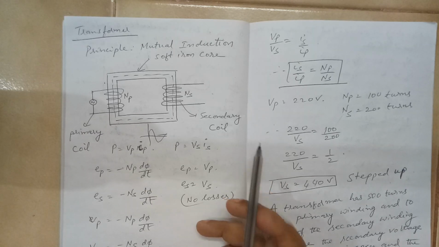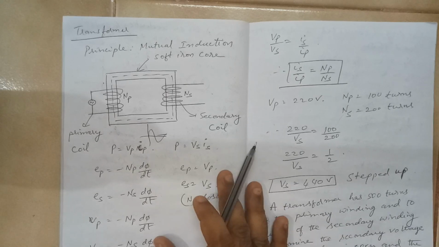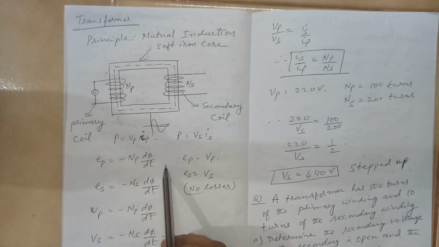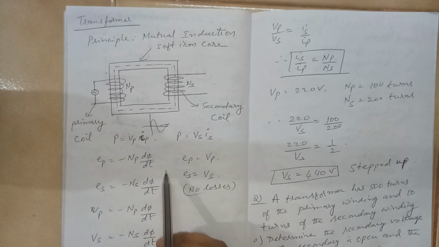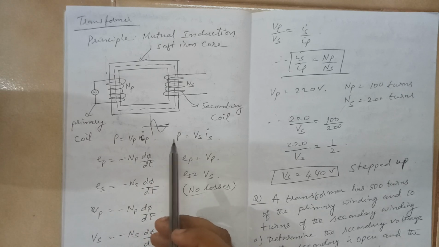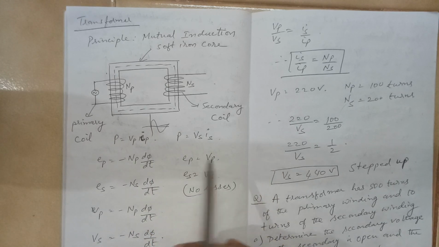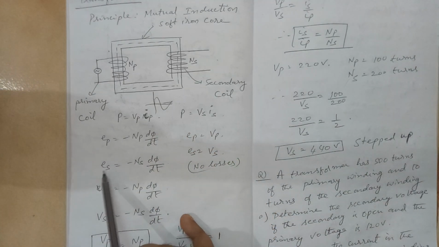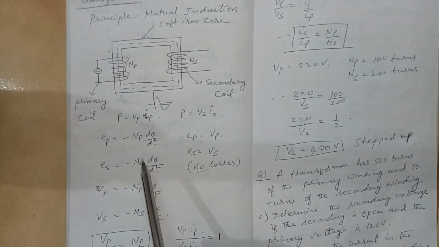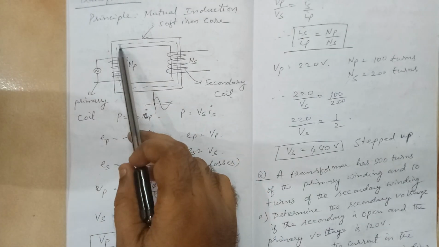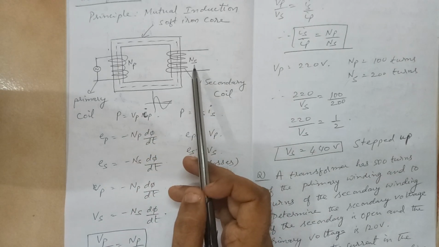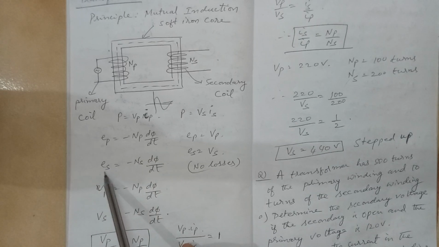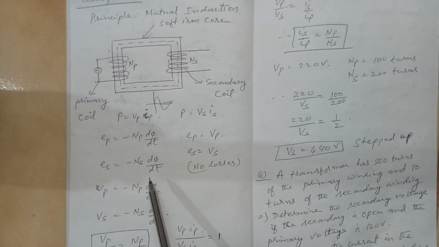So the induced EMF generated in the primary coil will be equal to minus NP into d phi by dt, where d phi by dt is the rate of change of the flux. This minus sign is because of Lenz's law that we have seen. Similarly, in the secondary coil also you will get an induced EMF because of this change in flux. Initially there was no flux, now flux is coming, so there is a change in flux. Whenever there is a change in flux, there will be an induced EMF. So that EMF can be obtained as ES is equal to minus NS into d phi by dt.